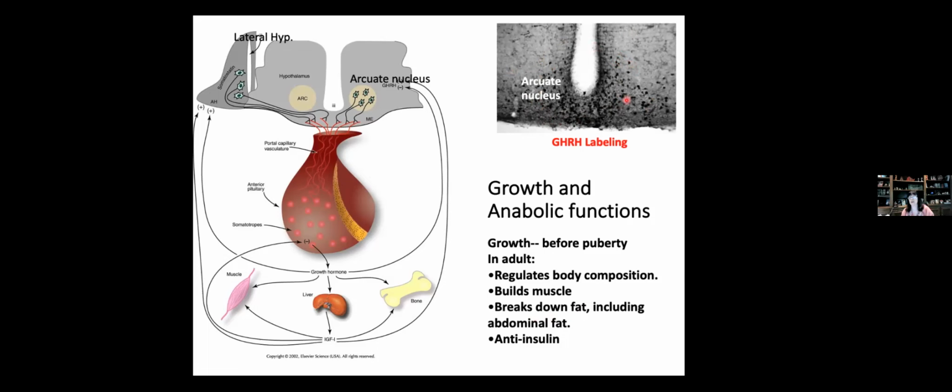The arcuate is kind of funny because it's not really named for a region. It's just over under the base of the hypothalamus here. You can see the third ventricle. And so it's really not called paraventricular. It's just called arcuate.